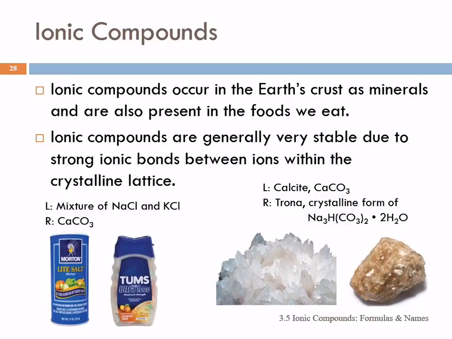Here's some examples of ionic compounds that you might eat. Here's Morton's light salt. That's a mixture of sodium chloride and potassium chloride. Both of those are ionic compounds.